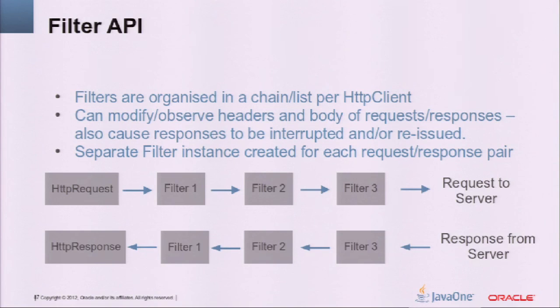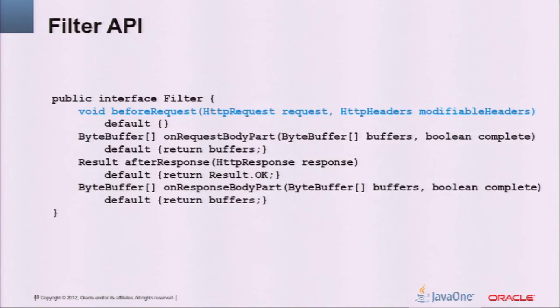So the response comes back from the server, and that is passed through the filter chain, and what emerges on the left-hand side is the HTTP response that gets sent up to the application. So all of this is transparent to applications. The application behavior is exactly the same whether or not filters are installed or not. So we'll take a quick look at the filter interface itself.